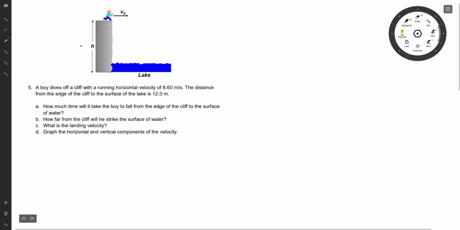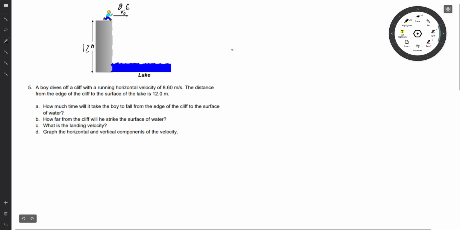We know this height is 12, and we know that the boy is running with an initial velocity v0 of 8.6 meters per second. So we could write 8.6 up here. Okay, so how much time will it take the boy to fall from the edge of the cliff to the surface of the water? Now, this is an important distinction here. We need to realize that the boy's horizontal velocity is going to do nothing to his vertical displacement.